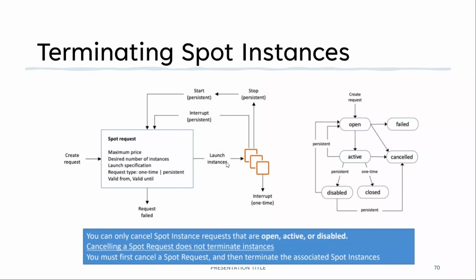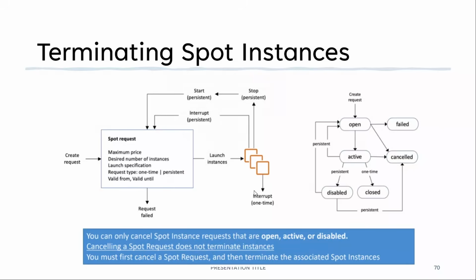Basically, if it is a one-time request, then it will get interrupted, and that is fine. But if it is a persistent request, it will re-request those details because there was some interruption or the spot instances were taken away from you. It will re-request, and this cycle will carry on until you cancel your persistent spot request.